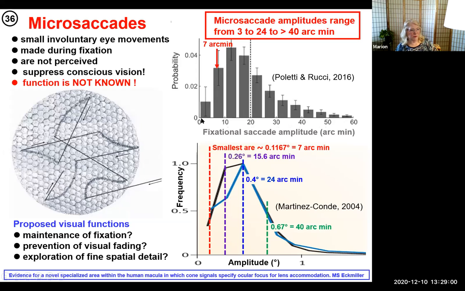So here's one group's description of the probability of saccades, which they call fixational saccades, made during fixation. And they have different amplitudes, including 7 arc minutes of amplitude. And here is another person's summary of how big the amplitude of the saccades is and what frequency. And you will see that the amplitudes of microsaccades made in humans range from 3 arc minutes to 7 to 24 to 40 arc minutes.